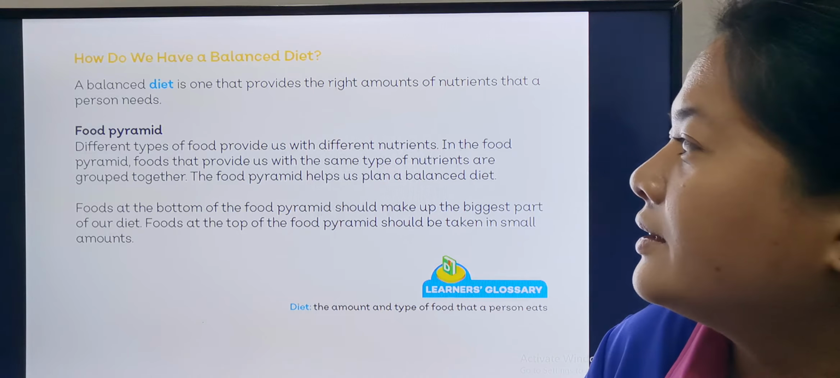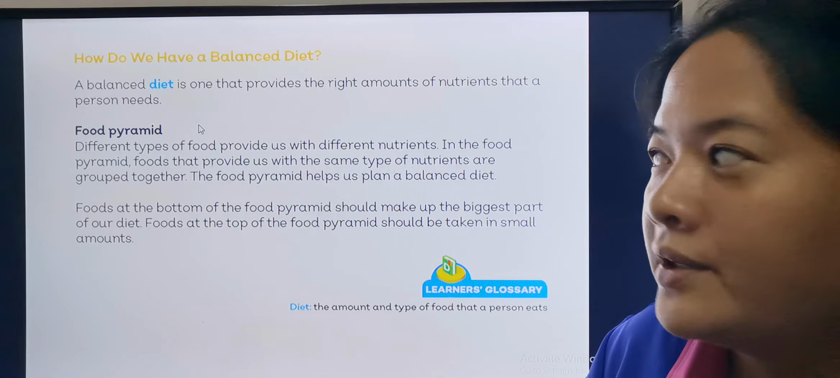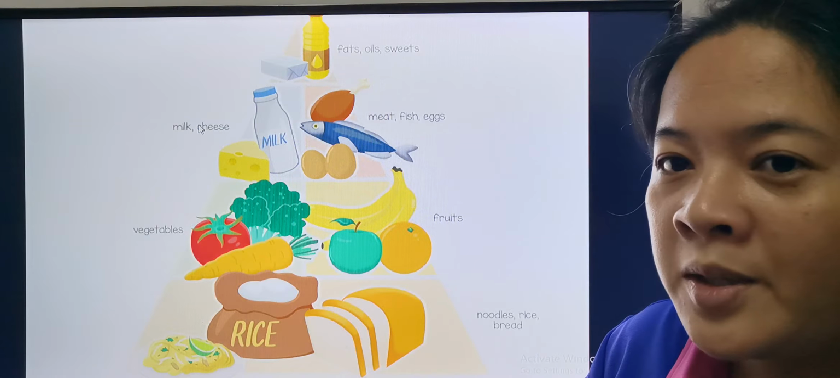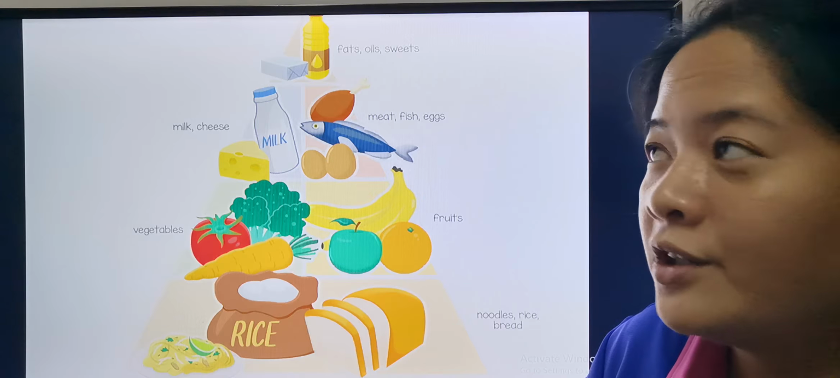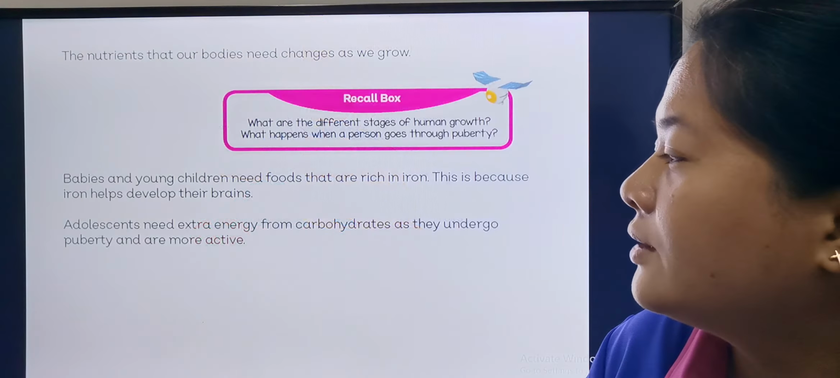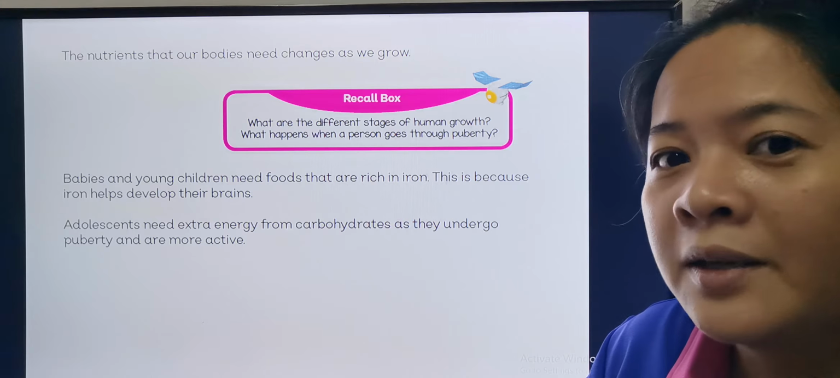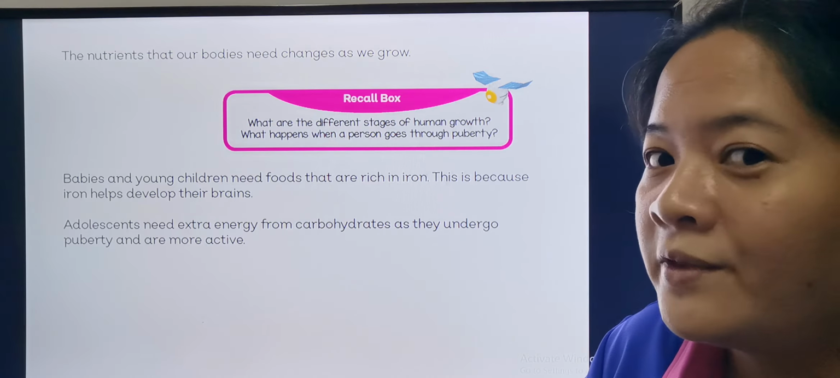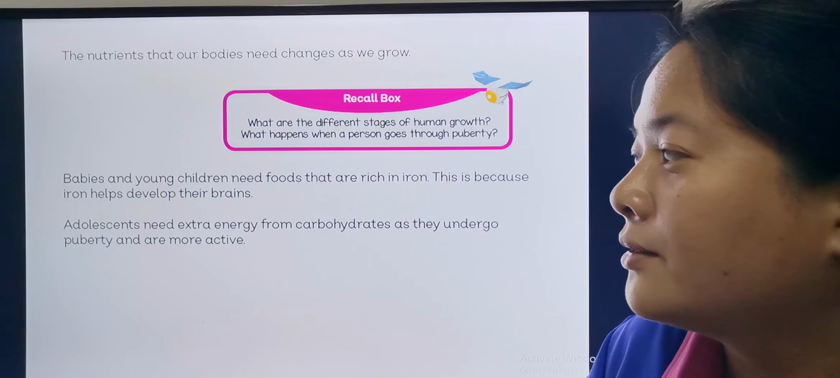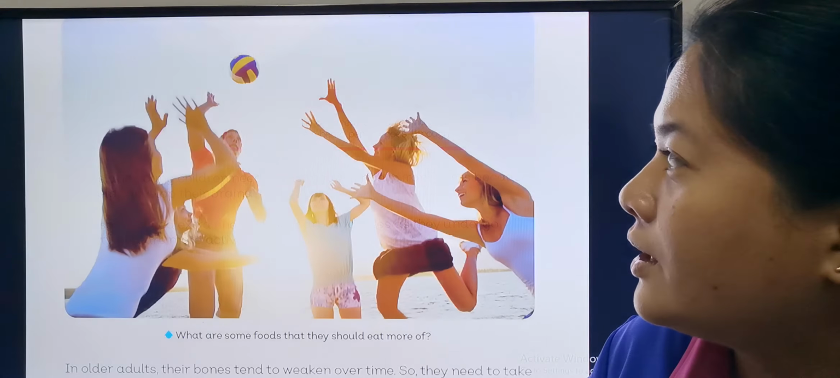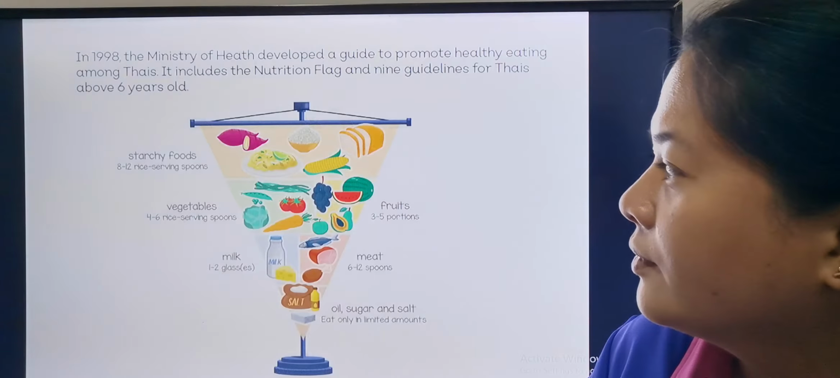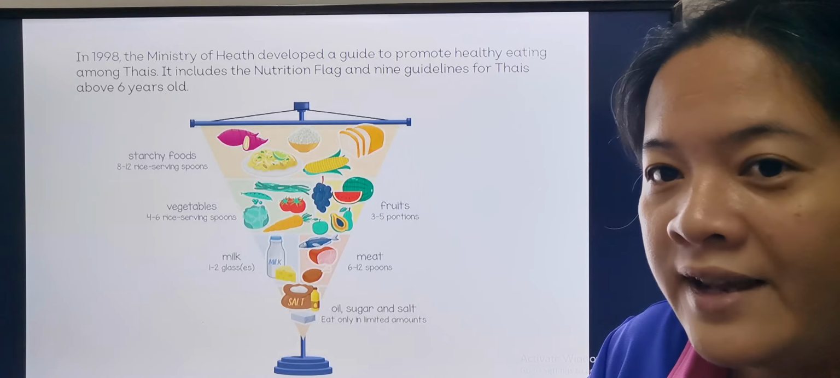And then we studied about the food pyramid. So this is the food pyramid. I hope this is clear to you already. And we also said that different age levels might have different requirements for nutrients. And this is the nutrition flag.